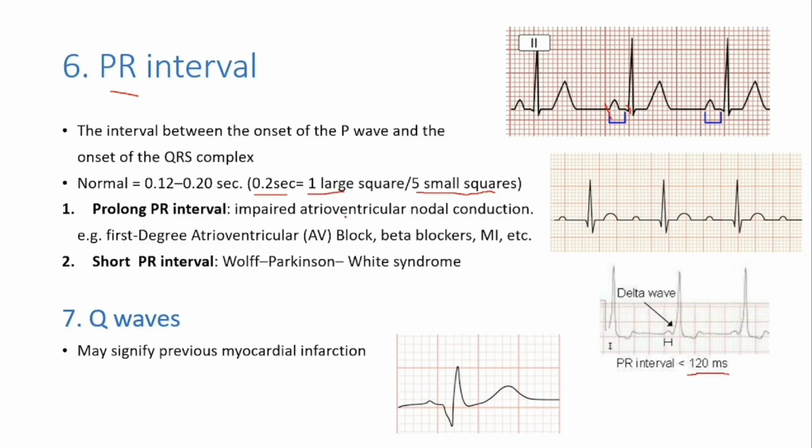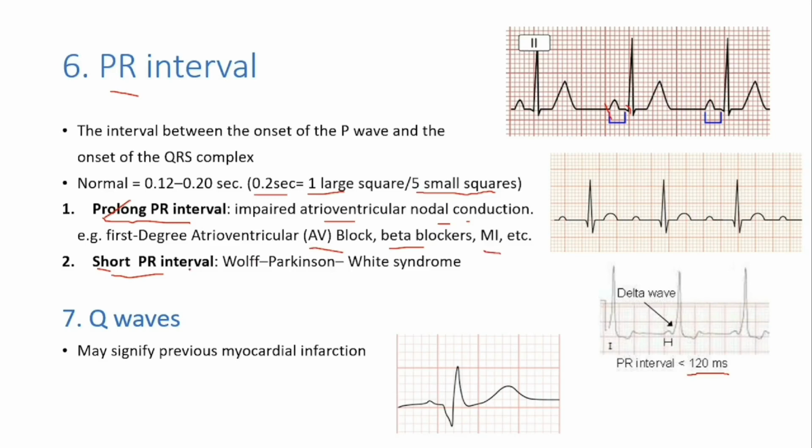This is normal. When the PR interval is occupied by greater than 5 small squares, it will be called prolonged PR interval. And if it is occupied by less than 5 small squares, it will be called short PR interval. Prolonged PR interval is seen in impaired AV nodal conduction. Anything which decreases the conduction in the AV node, the PR interval will be prolonged, like beta blockers decrease AV conduction, MI, and the heart blocks.